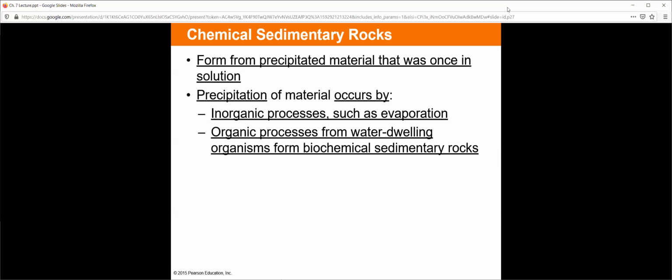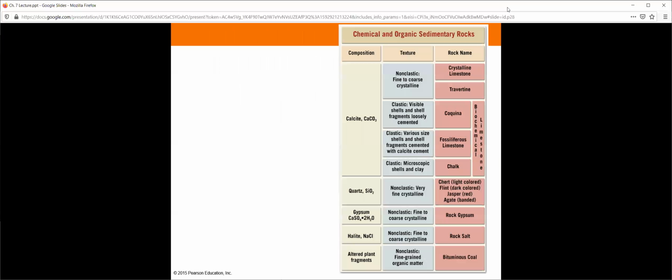Precipitates can occur by inorganic processes such as evaporation, or organic processes such as water-dwelling organisms. Again, shown here, chemical and organic rocks. The chemistry involved and the way it worked together gives you different rock types. If you have calcite, CaCO3, as your main chemical, the way in which that calcite originated defines your rock, be it a travertine, a coquina, a fossiliferous limestone, or a chalk.